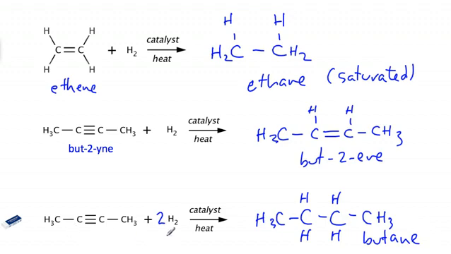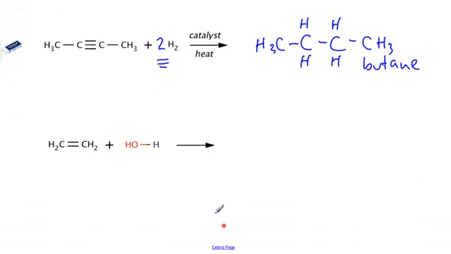So again, given sufficient amounts of an inorganic reactant, I can saturate an alkyne. But there is a stoichiometric relationship there, so you have to keep that in mind. Finally, I can add water. So this is not something like a halogen or hydrogen.